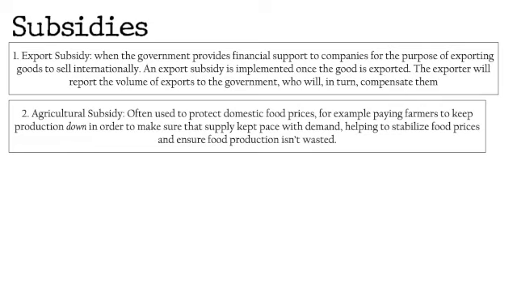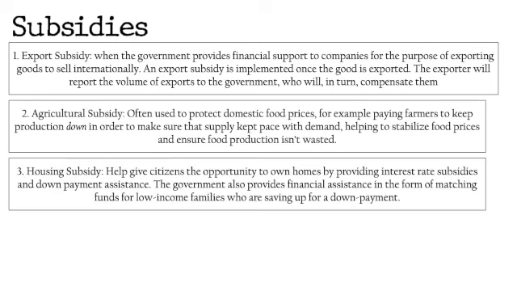Now, agricultural subsidies generally are used to protect domestic food prices. This is just one example, but by paying farmers to keep production down, you make sure that supply keeps pace with demand. What that'll do is help to stabilise food prices, but that's just one example. And it also helps to ensure food production isn't wasted.